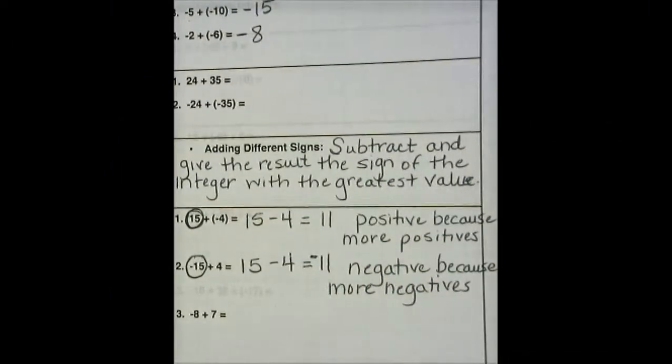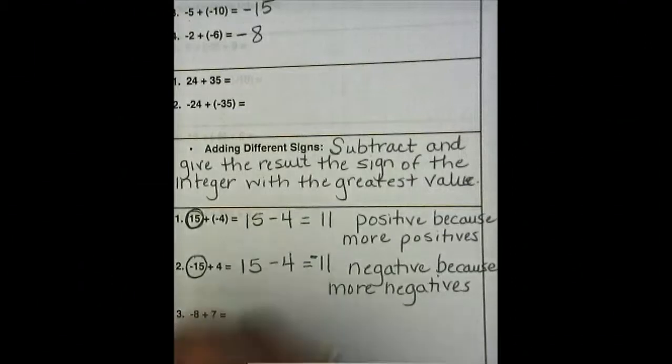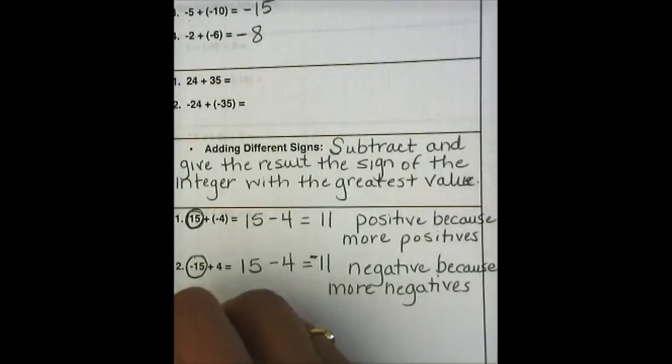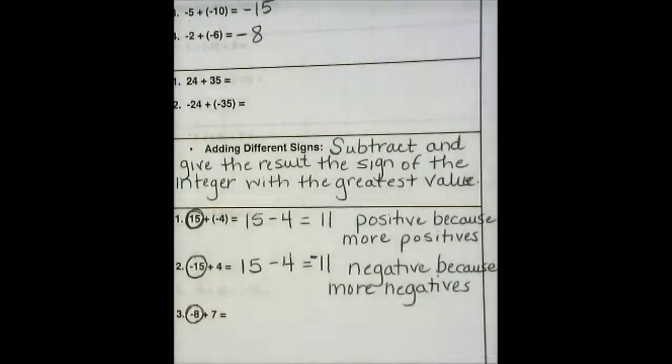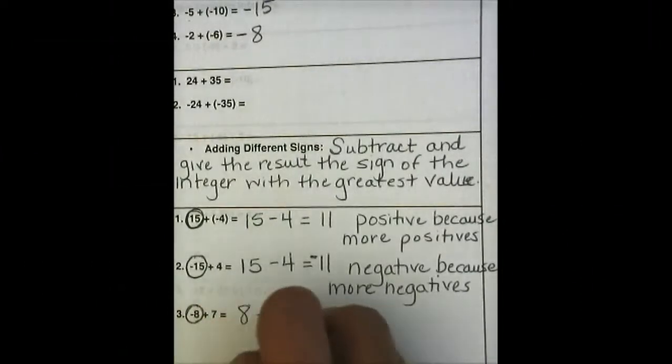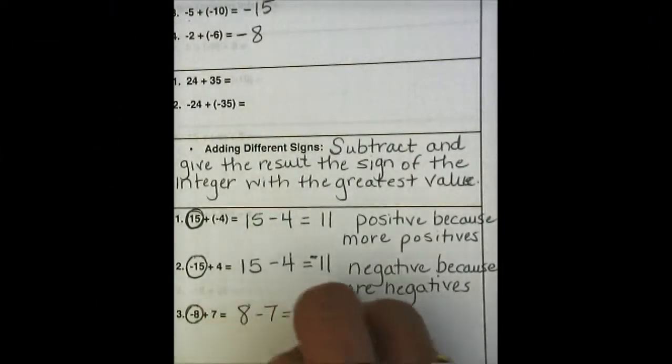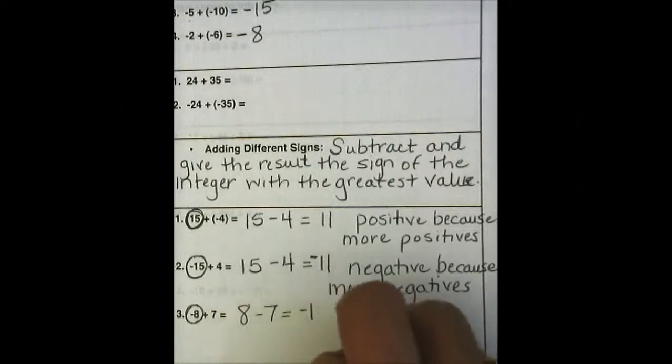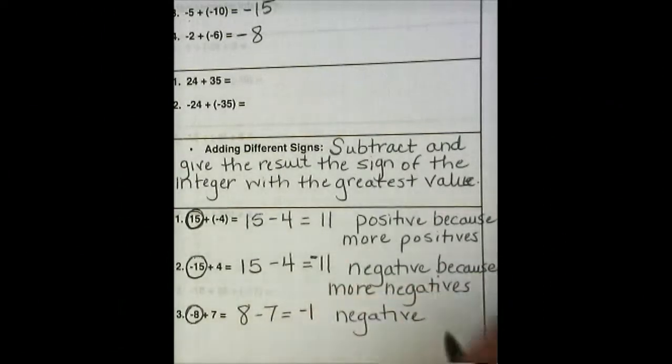All right, number 3, let's look at it. Negative 8 plus 7. First of all, let's circle the negative 8 because we have more negatives. So we already know that our answer is going to be negative. We're going to take the 2 numbers, 8 minus 7 equals 1, and we're going to give it a negative. And it's negative because we had more negatives.